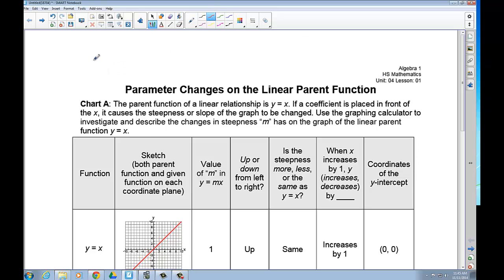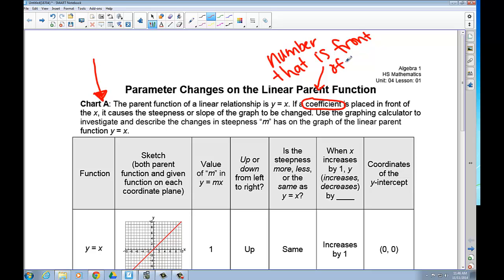Okay, I just need you to make sure that you are looking at chart A. We'll look at chart B here in a few moments, but chart A, and we're looking at the coefficient. If a coefficient is placed in front of the x, it causes the steepness or slope. And remember, the coefficient is the number that is in front of x.